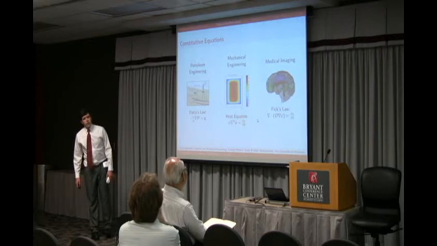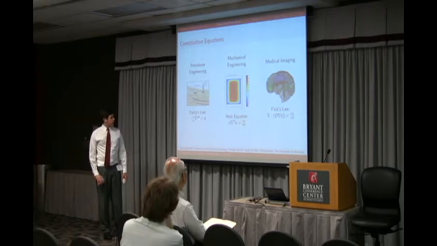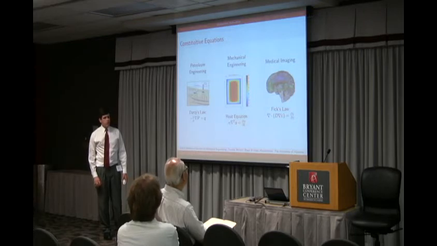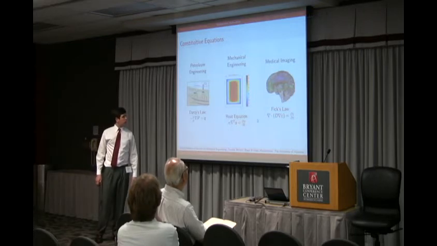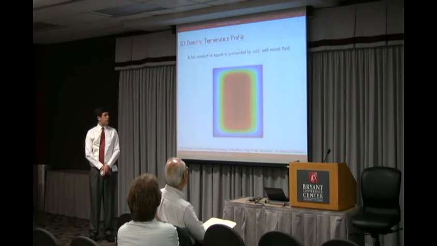So in each of these examples, you have some kind of a constitutive equation that relates some quantity to itself across the domain. So here the quantity is pressure, here was temperature, and here was concentration. So a particular example here is this temperature heat transfer problem.